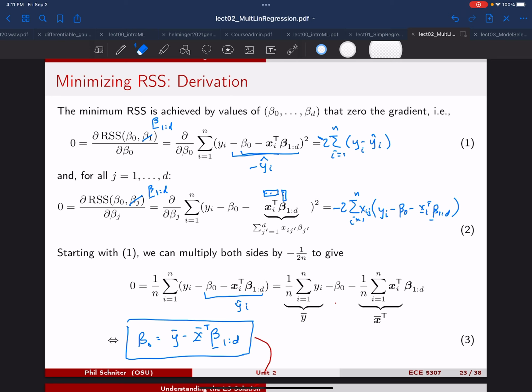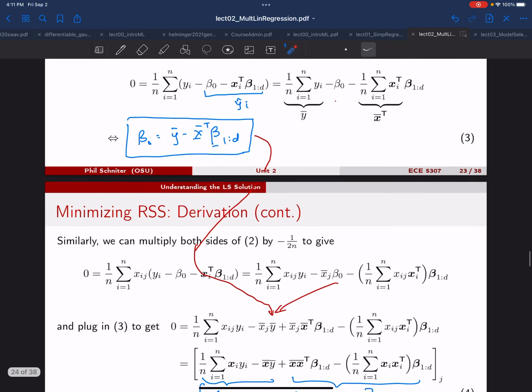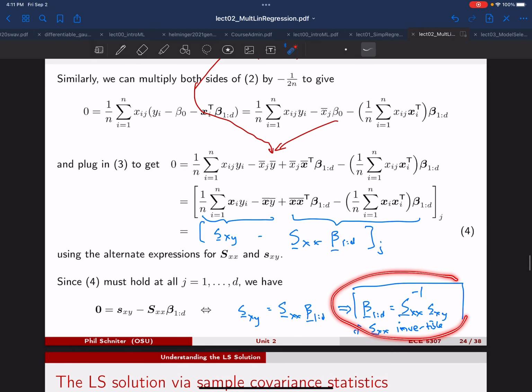Otherwise, let's get back to our lecture on Unit 2, multiple linear regression. The main thing we did last time is we derived the expressions for our beta coefficients. We have this expression here for the intercept coefficient, written in terms of the sample mean for y, the sample mean for x, and the rest of the beta coefficients. And we have an expression for the rest of the beta coefficients in terms of the sample covariance inverse and the sample cross covariance.